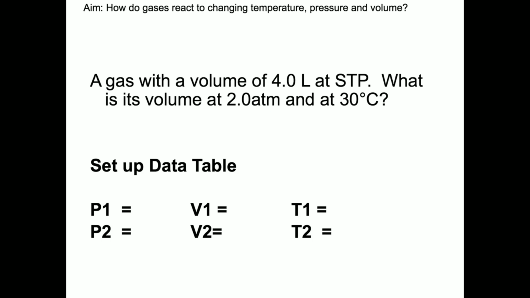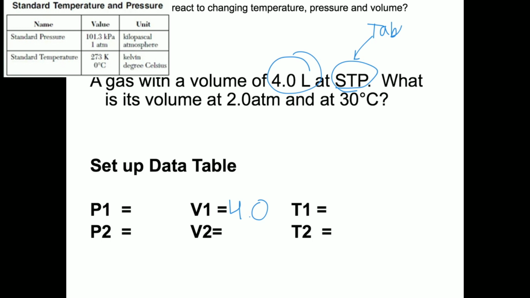Let's try this problem. Here, we are given a volume of 4 liters. That is volume 1. We are also given the conditions of STP. The conditions of STP can be found on reference table A. Since our pressure is given in atmospheres, we're going to use the STP pressure in atmospheres. We always use Kelvin when solving gas law problems, so we're going to take the Kelvin temperature for STP.